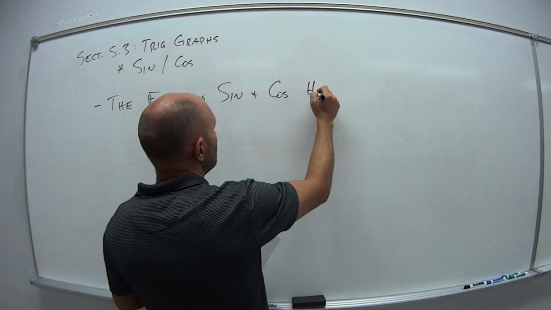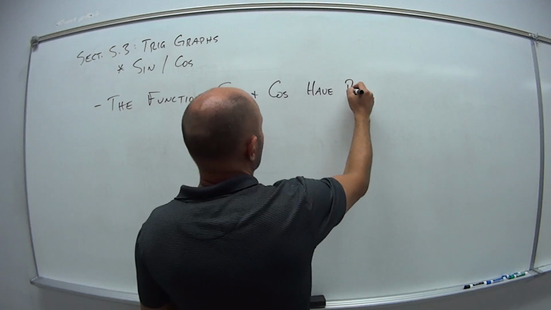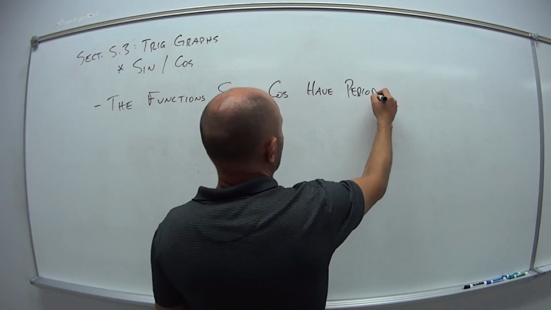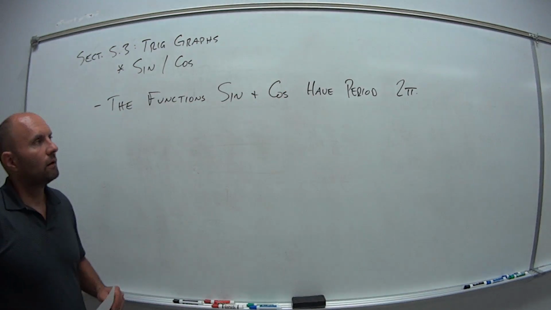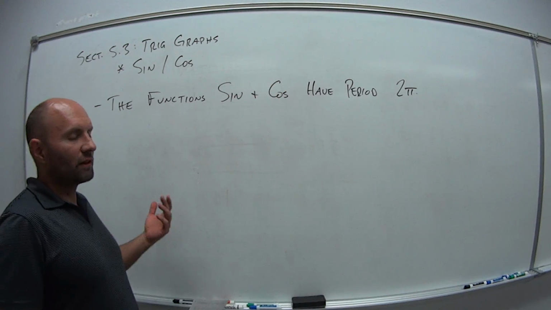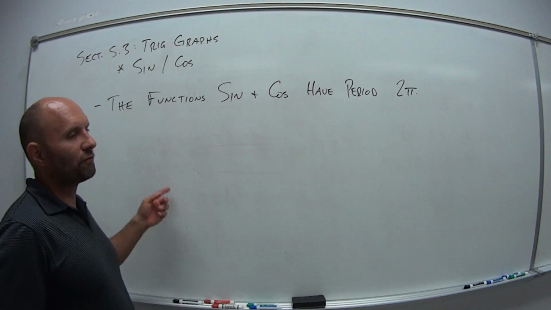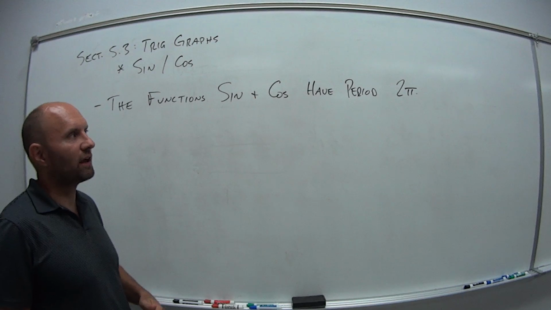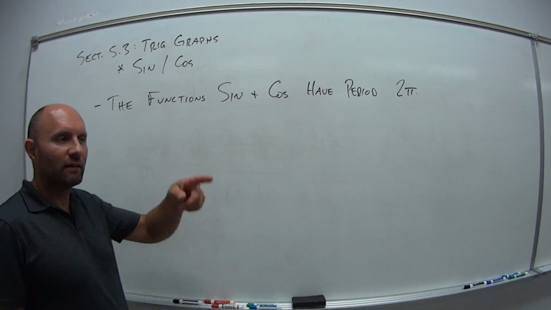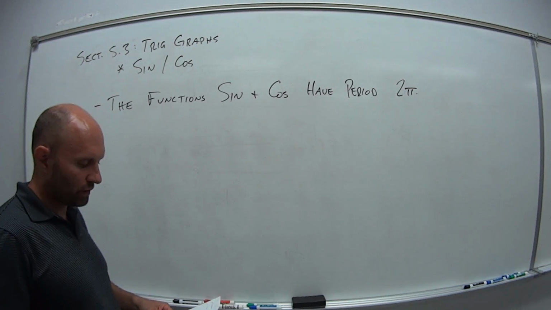have period 2 pi. What does this mean? Basically, by period of 2 pi means that for the sine curve or for the cosine curve to make one complete cycle, it is taking a distance of 2 pi around that unit circle.